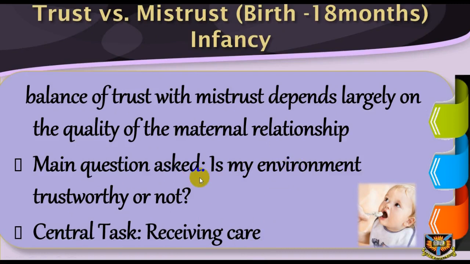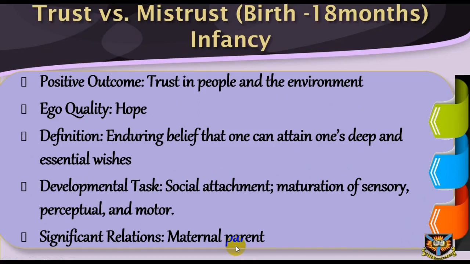The main question asked here is: is my environment trustworthy or not? The central task is receiving care. The positive outcome is trust in people and the environment. The ego quality is hope. The definition is an enduring belief that one can attain one's deep and essential wishes. The developmental task is social attachment and maturation of sensory, perceptual, and motor abilities. The significant relation is the maternal parent.